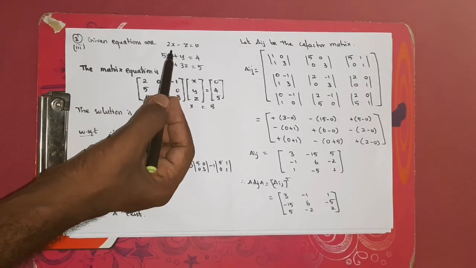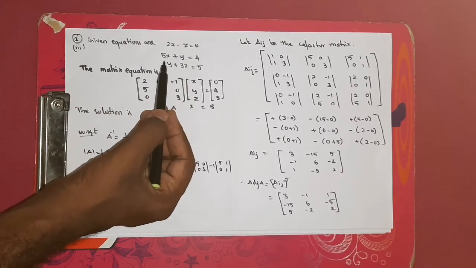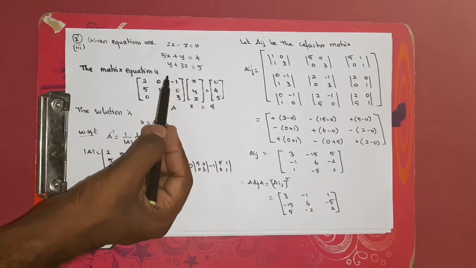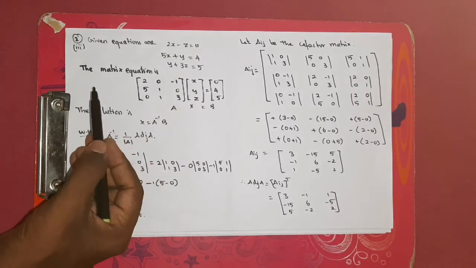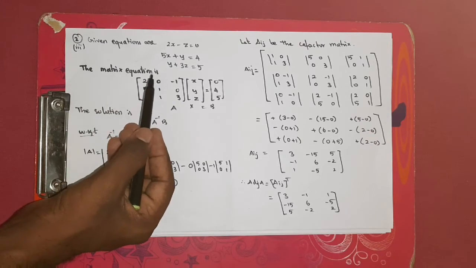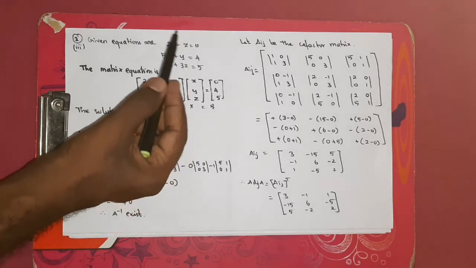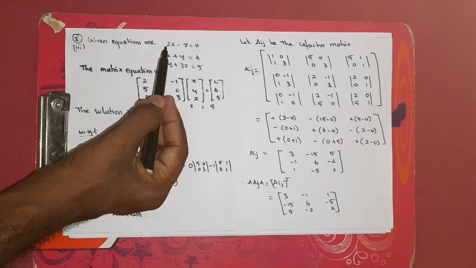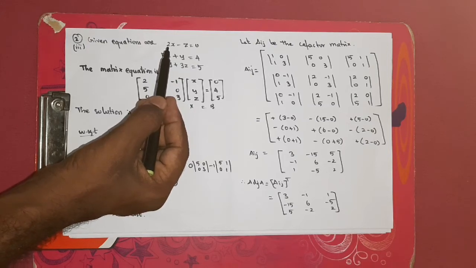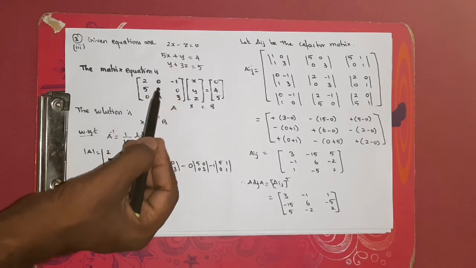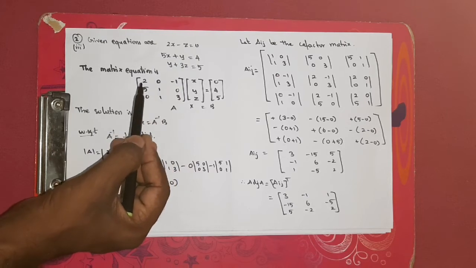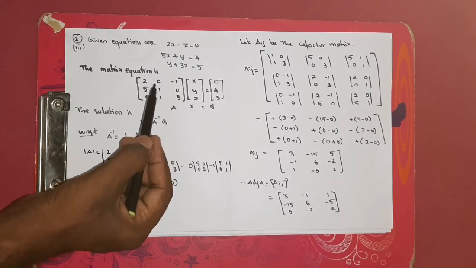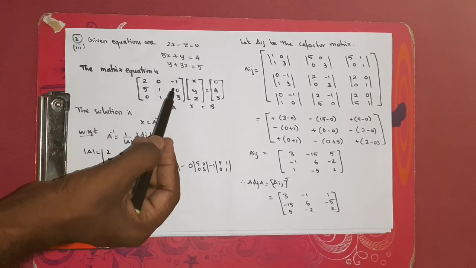So the given equations are 2x minus z equal to 0, 5x plus y equal to 4, and y plus 3z equal to 5. So first we are writing the matrix equation. From each equation, write the coefficients on the left side. Here the x coefficient is 2, there is no y term, so 0, and for z, minus 1.